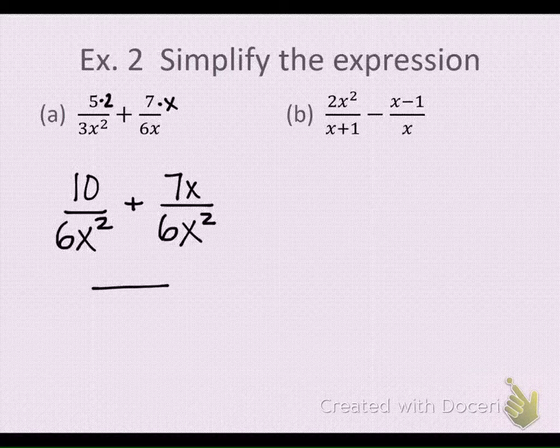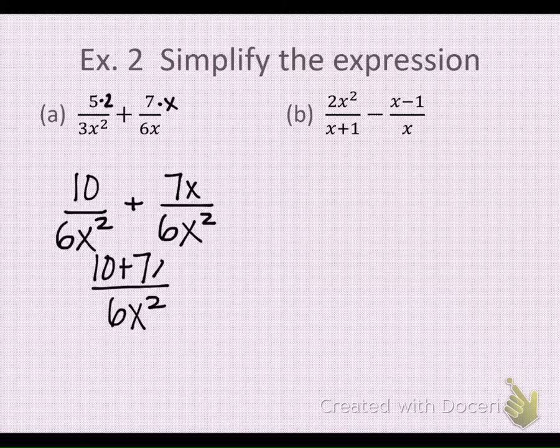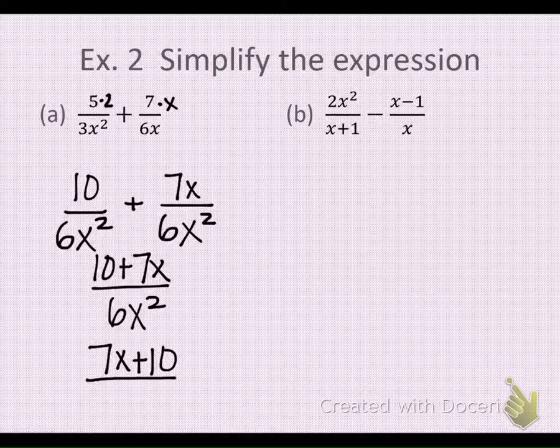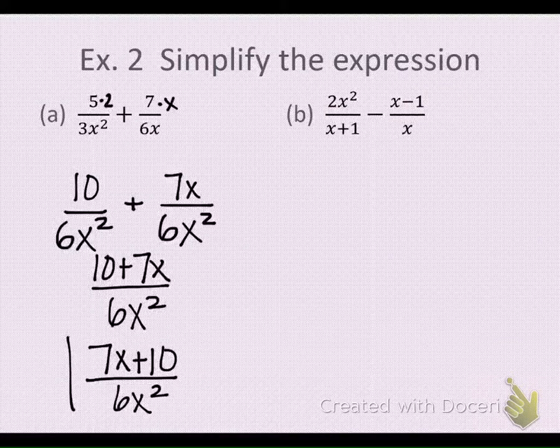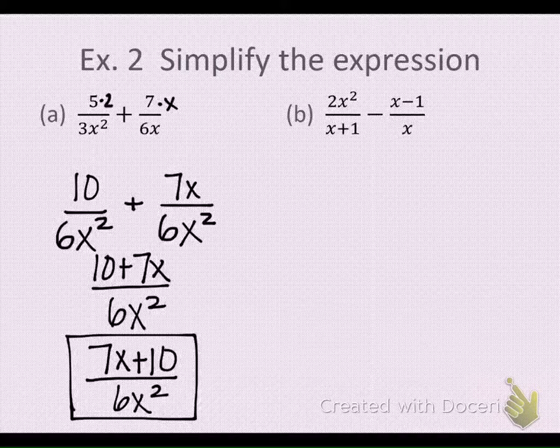Now I can add my fractions together. My common denominator does not change. Can I do anything to 10 plus 7x? No, they're not like terms. So I am going to put the variable first in my binomial. So 7x plus 10 over 6x squared. Now, can either of those be factored down further? No. So will anything cancel or simplify? No? All right, so this is my final answer. Again, 7x plus 10 is a binomial, so I have to look at it as one whole piece. All right, letter B.